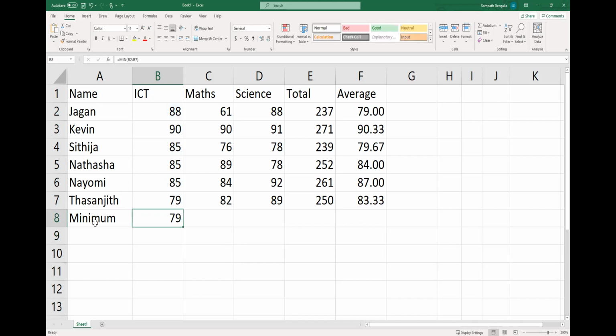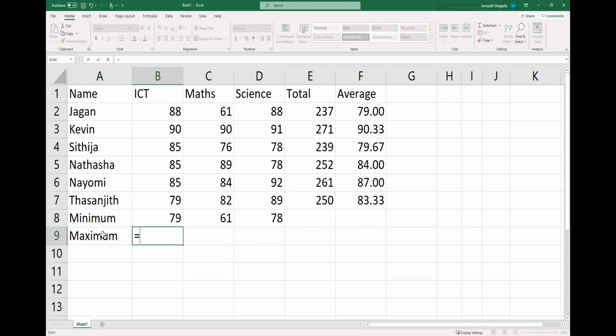So the minimum marks for ICT is 79. You can drag the fill handle to other subjects. So we know the minimum marks for maths is 61 and science is 70. Likewise, you can find maximum as well.